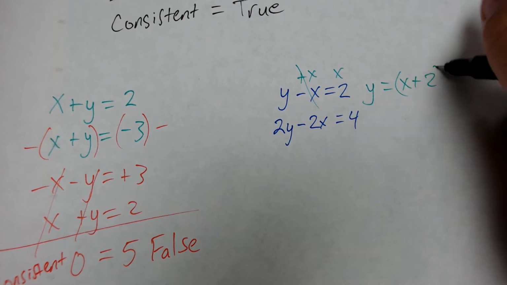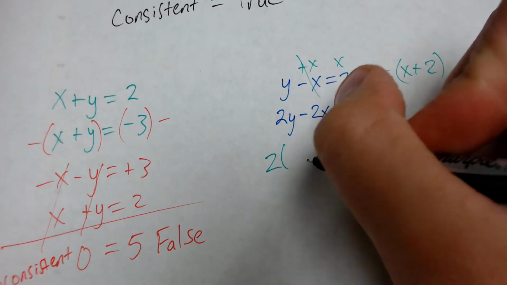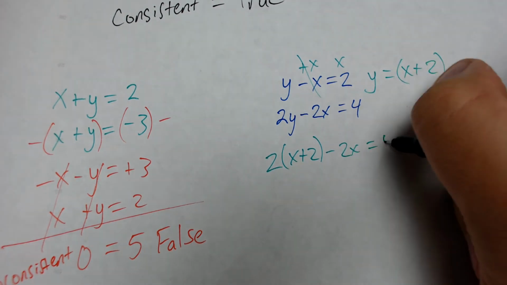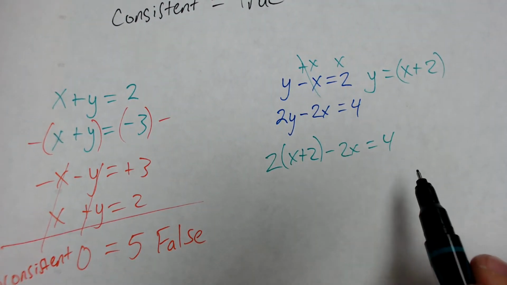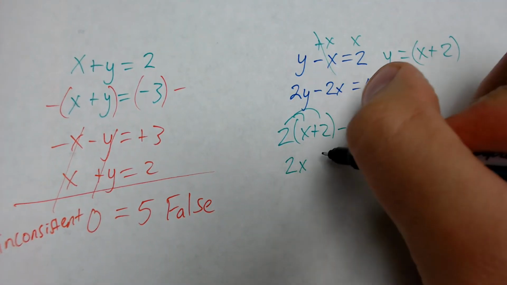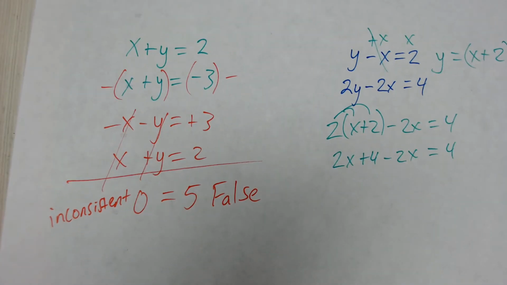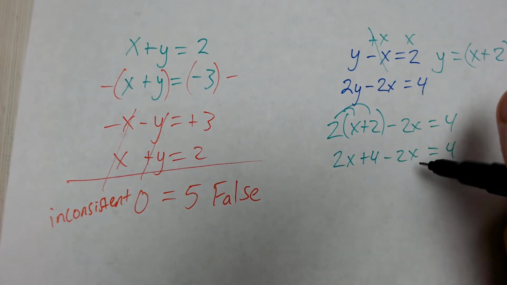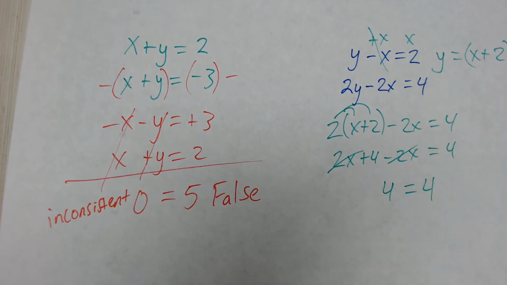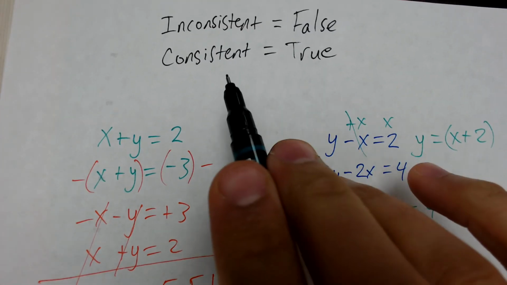I can then take this value and substitute it for 2y down here. So I'll write 2 times x plus 2 minus 2x equals 4. So I'm rewriting this bottom equation through substitution, and then I'll solve it. So this distributes, so I get 2x plus 4 minus 2x equals 4. I'll add like terms. 2x and minus 2x cancel, so I'm left with 4 equals 4. This is true. So that means it's consistent.